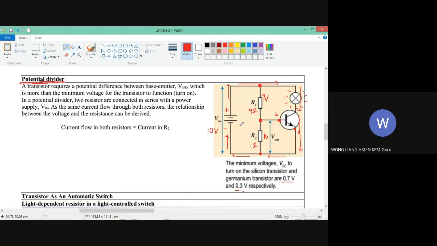Okay, you get the idea. So the current flowing in both resistors is equal to the current in R2. That means this current and this current are the same.